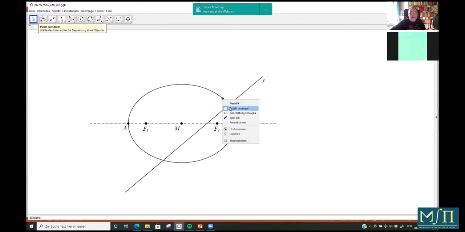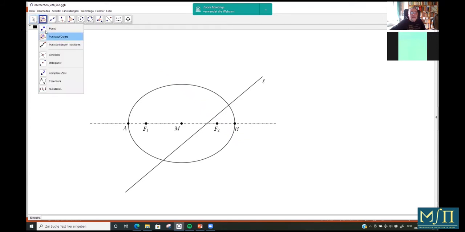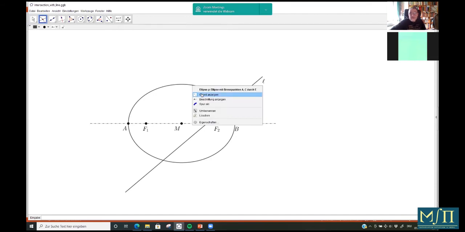Let's try it again. Okay, I click on the ellipse, I click on the line, and then I immediately have the 2 points of intersection, right? But that's something that is not Euclidean. So we'll get rid of the ellipse altogether for now.